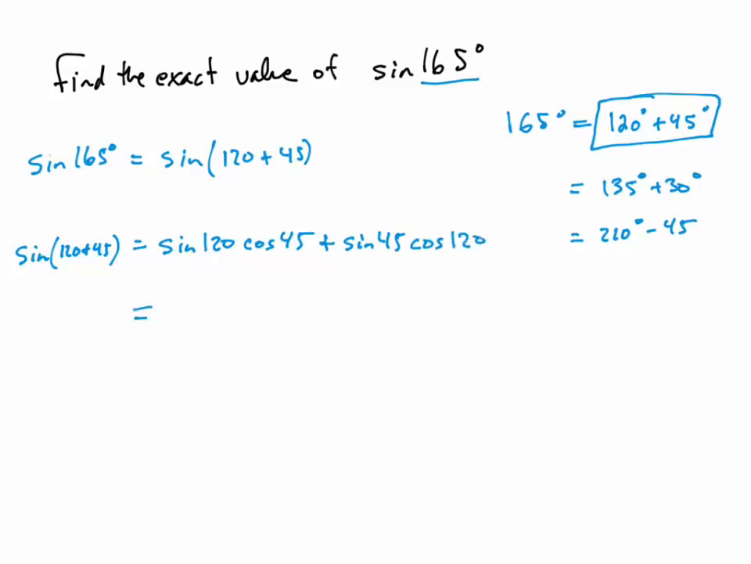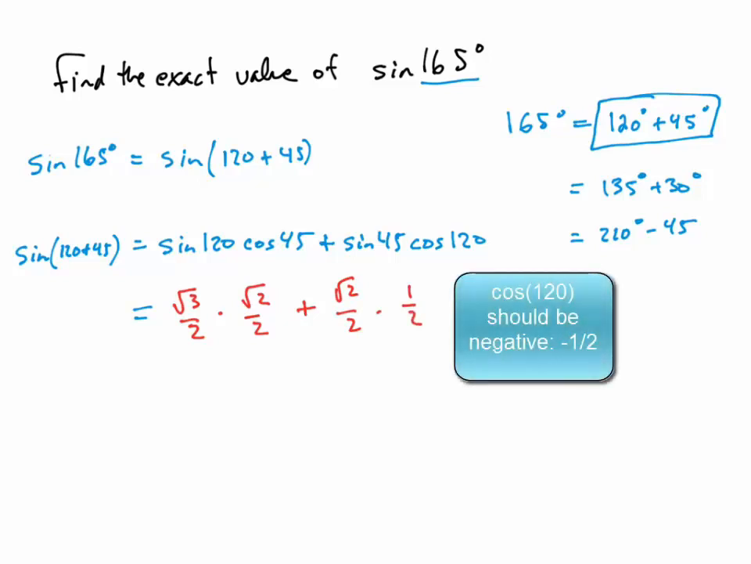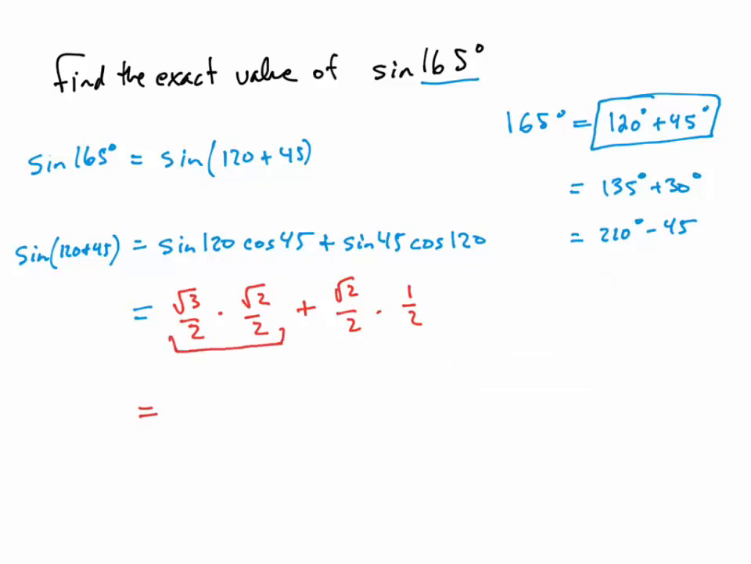And then from here we just evaluate and simplify. Sine of 120 is going to be positive root 3 over 2. Cosine of 45 is root 2 over 2. I multiply those two together, and add that to sine of 45, which is root 2 over 2, times cosine of 120, which is negative 1/2. From here, for the first product, we multiply the tops together and multiply the bottoms together. Root 3 times root 2 is root 6, and 2 times 2 is 4. Then the second product is root 2 times 1, which is root 2, over 4.